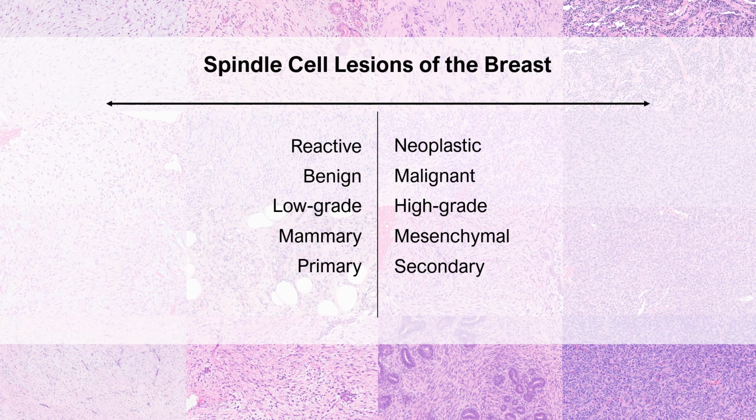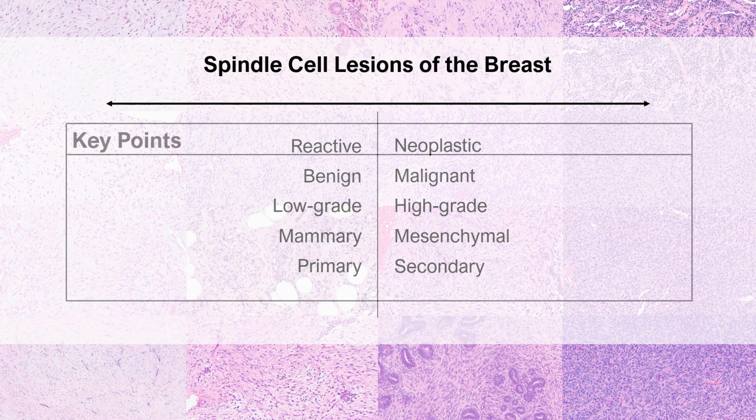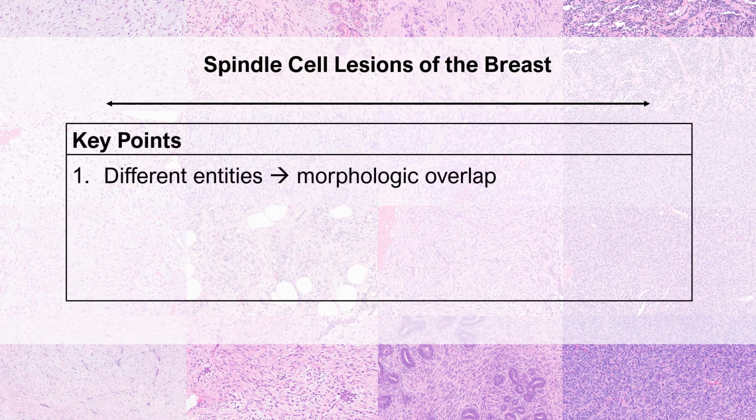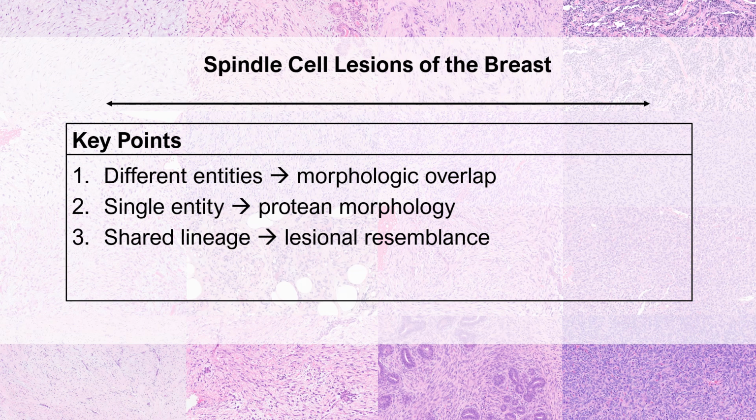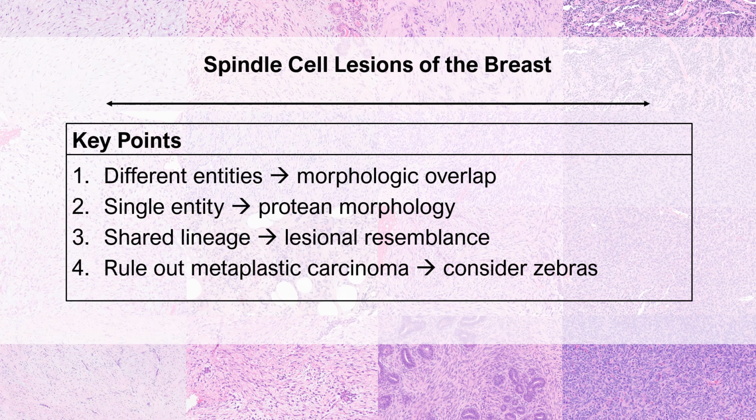Coming full circle, we know that spindle cell lesions of the breast include a wide range of pathologic entities, but the approach to diagnosis can be aided by pattern recognition and an informed application of immunohistochemistry. The key points to remember are that different entities can show significant morphologic overlap. A single entity, conversely, can show quite protean morphology. Tumors and proliferations of shared lineage can show lesional resemblance, and we should always rule out metaplastic carcinoma. When we feel like we've done so adequately, it's always important to remember zebras.